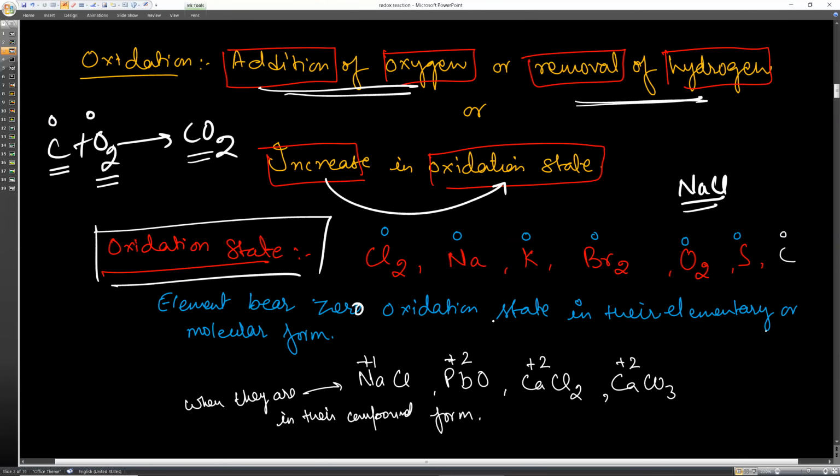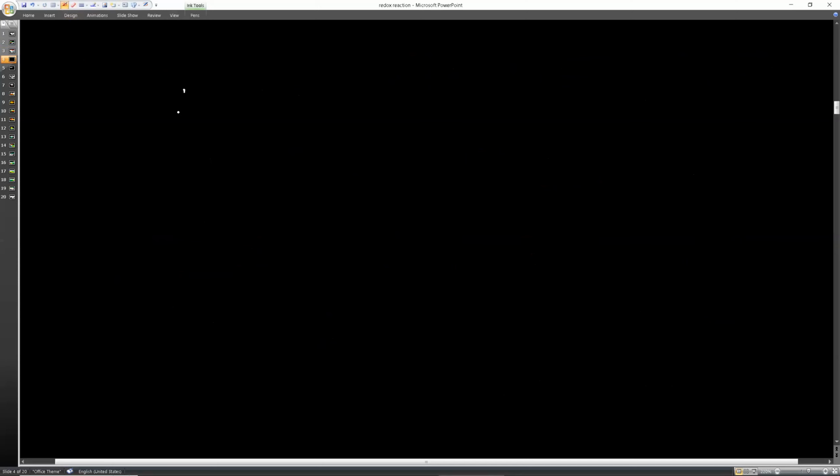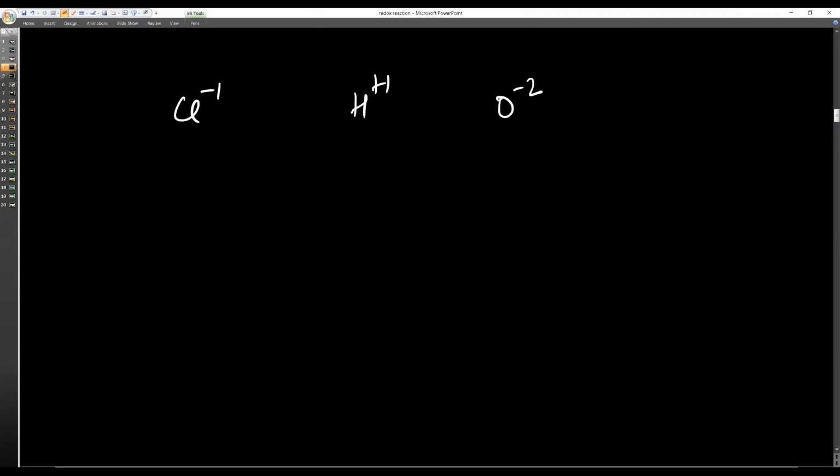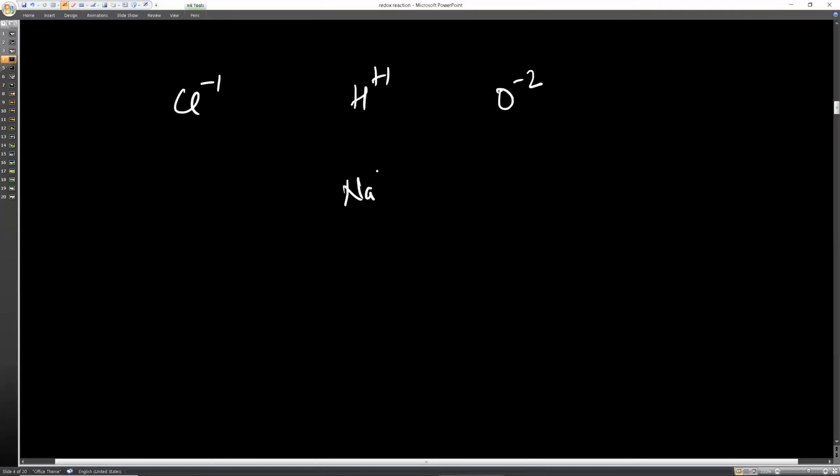But when it is in compound form, then it has the same oxidation state that it has. For example, in compound, the chlorine has -1 oxidation state. H has +1 oxidation state. Similarly, oxygen has -2 oxidation state. That you have learned in the valency chart. Like Na 1 positive, Ca 2 positive. So if they are in compound form, for example, if I'm saying calcium oxide, in calcium oxide, calcium is going to have +2 oxidation state and oxygen is going to have -2 oxidation state. Got it?